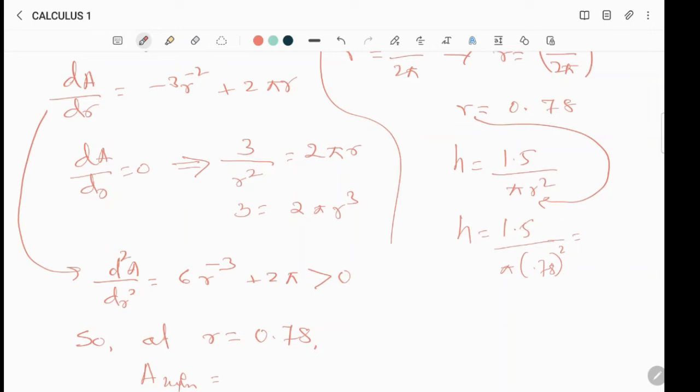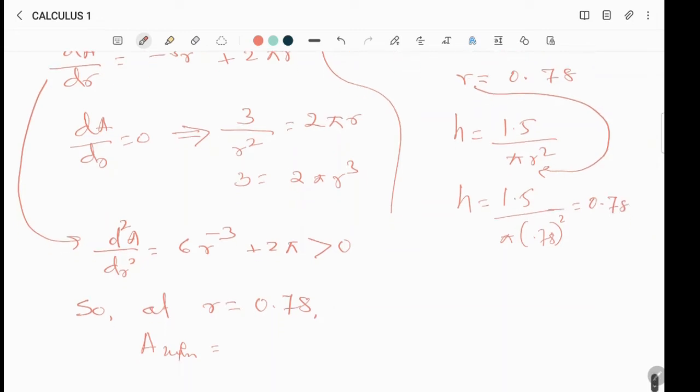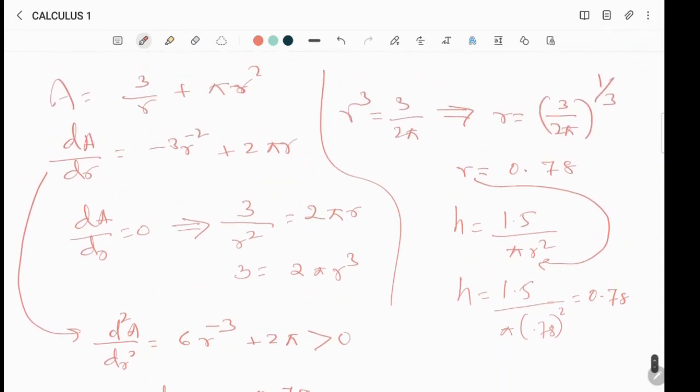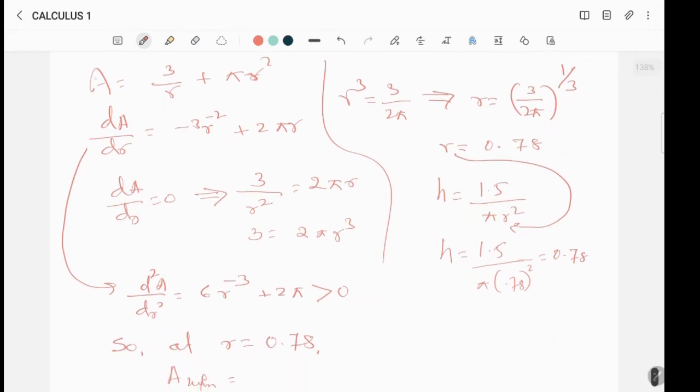Now 1.5 over pi times 0.78 whole square, that is 0.784. So height is also 0.78. Now we need to find minimum area. So area expression is this, right? This is our area expression. So just put 3 over radius 0.78 plus pi times 0.78 whole square to get the minimum area.